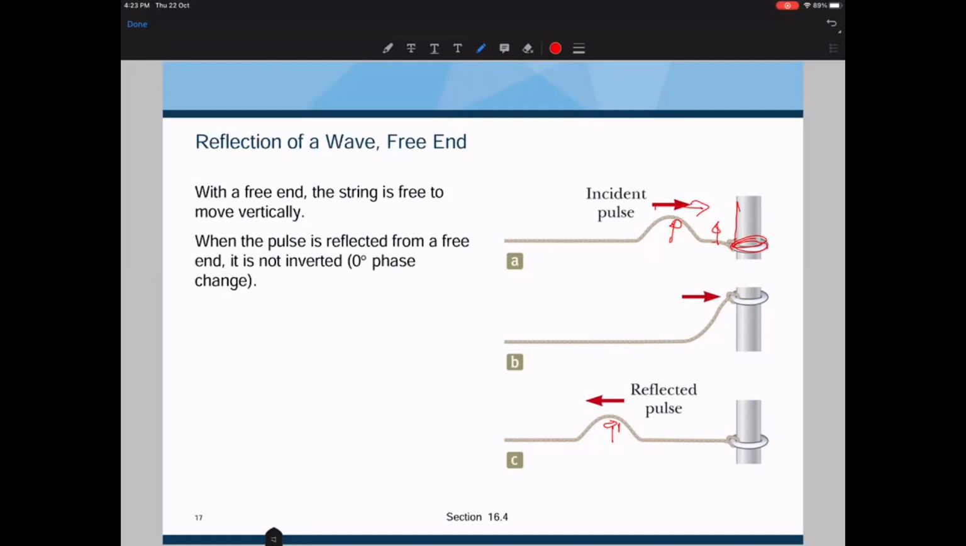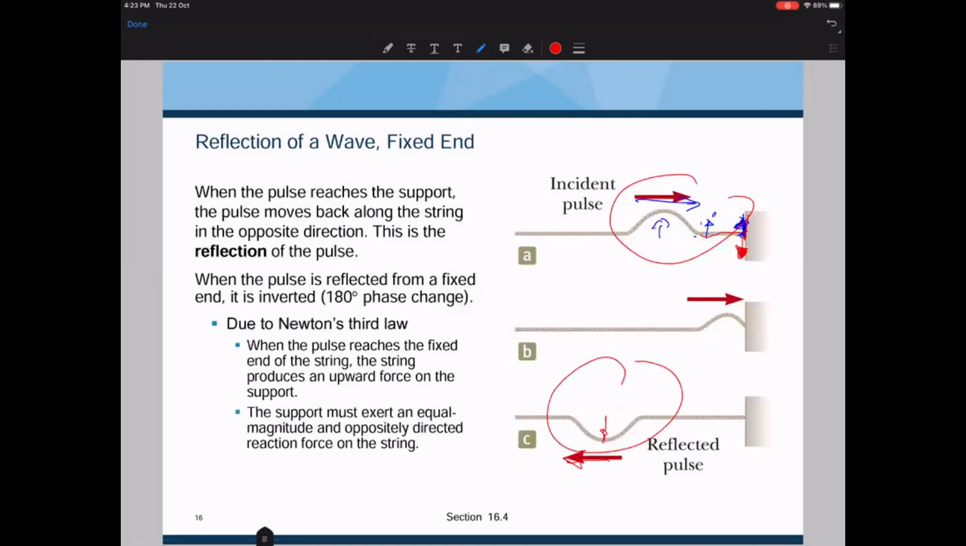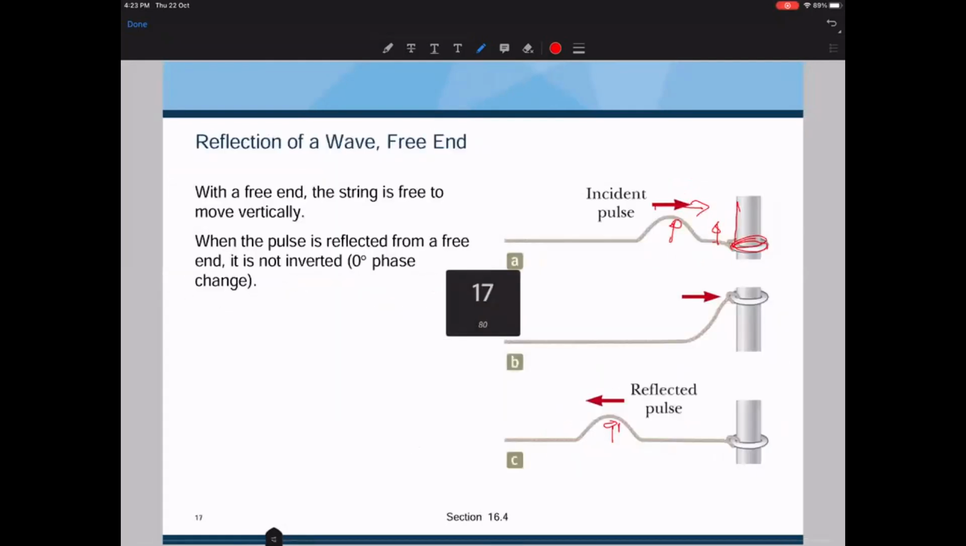So at here, we just have a very quick introduction of the concept of wave reflected at the fixed end and the free end. So that is the idea.